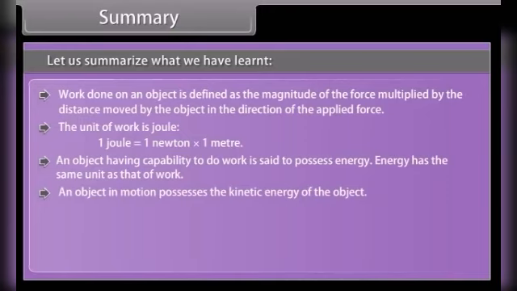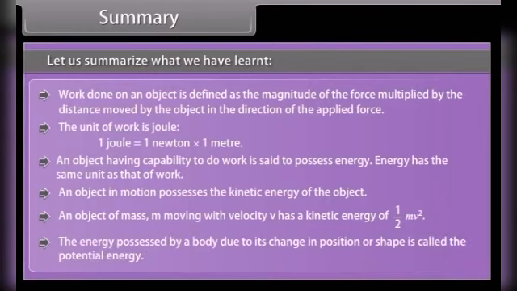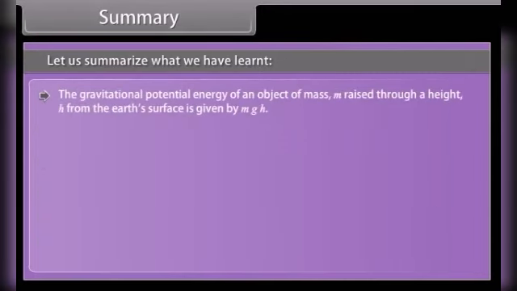An object in motion possesses kinetic energy. An object of mass m moving with velocity v has a kinetic energy of 1/2 mv². The energy possessed by a body due to its change in position or shape is called the potential energy. The gravitational potential energy of an object of mass m raised through a height h from the Earth's surface is given by mgh.